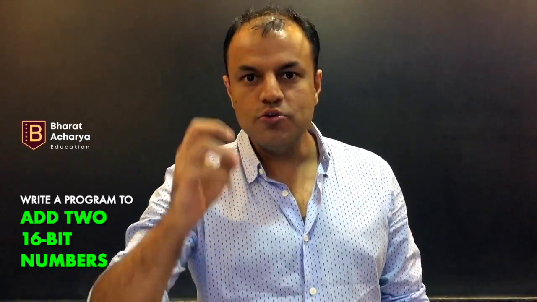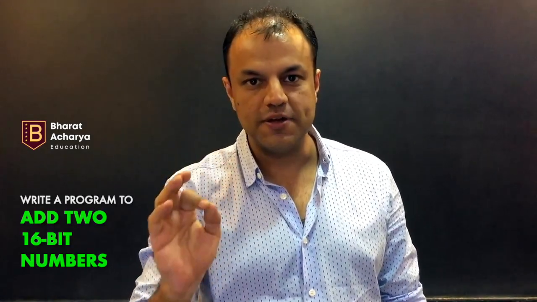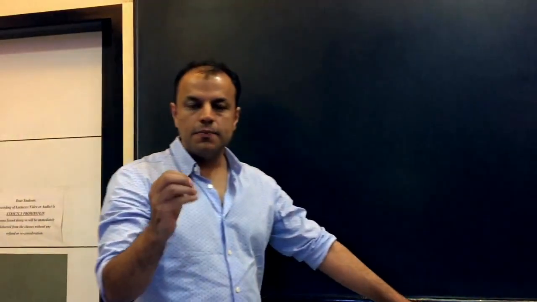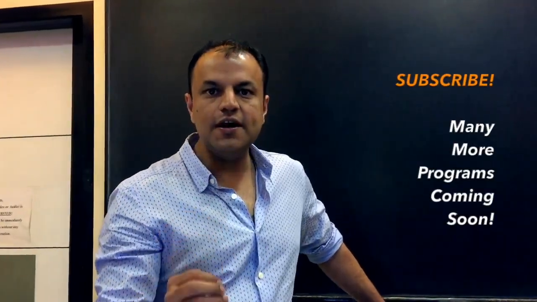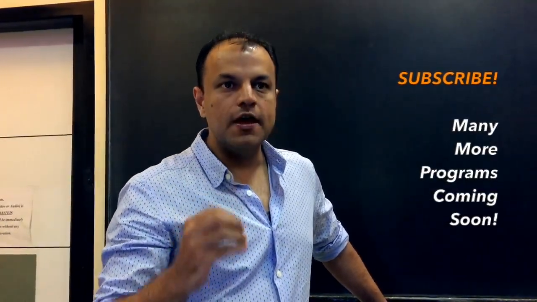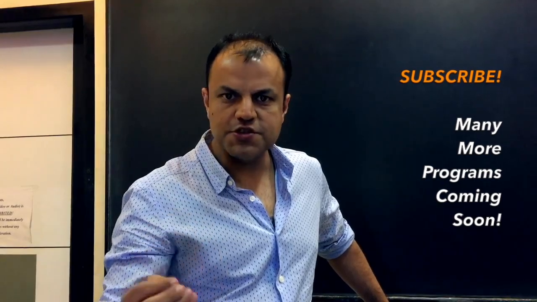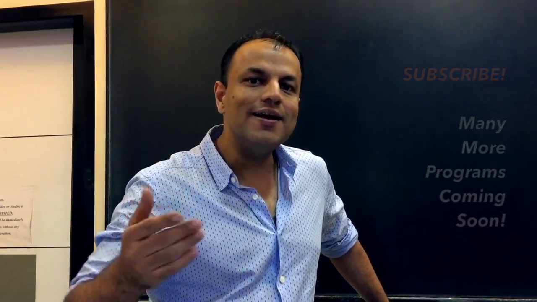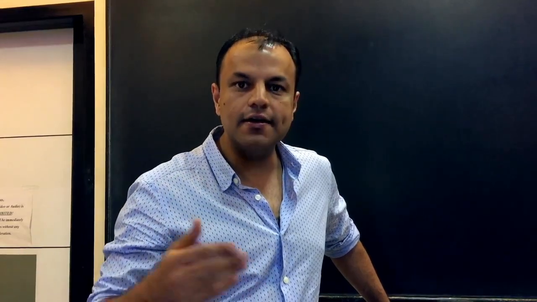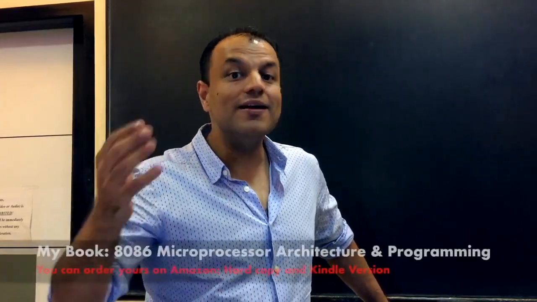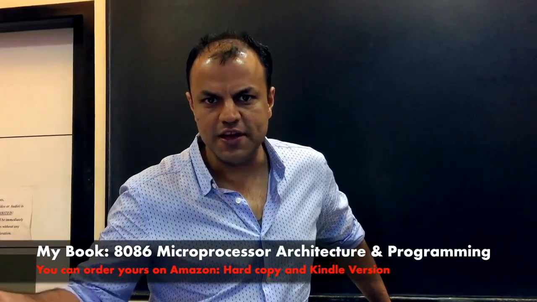So here's your question. Write a program to add two 16-bit numbers. Simple. Program to add two 16-bit numbers. Okay? Let's start. Now, the program that we write is in assembly language. If you're familiar with C, C++, Java, etc., they are higher level languages. Higher level languages are compiled and converted into binary language by a compiler, in Java by the JVM.